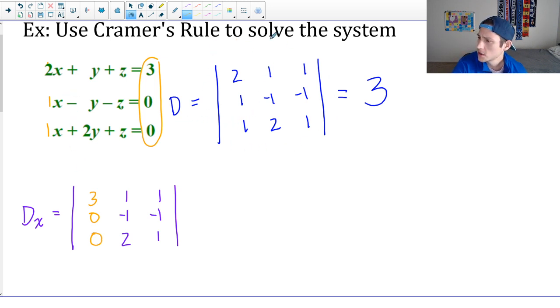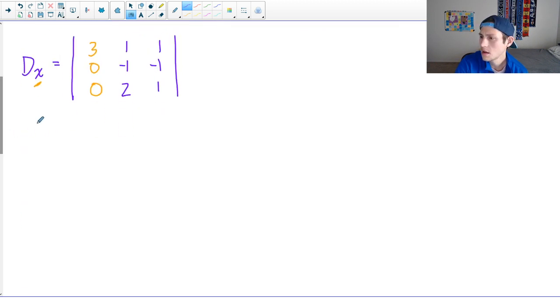Okay, so we just took basically this original matrix, but instead of having 2, 1, 1, I replaced this because it's the x. This is dx, so we replace the x column with whatever the values are from the right side of each equation. Now we're just doing our determinant formula.